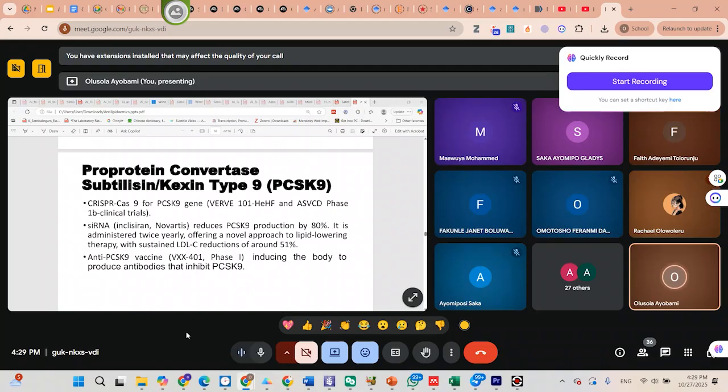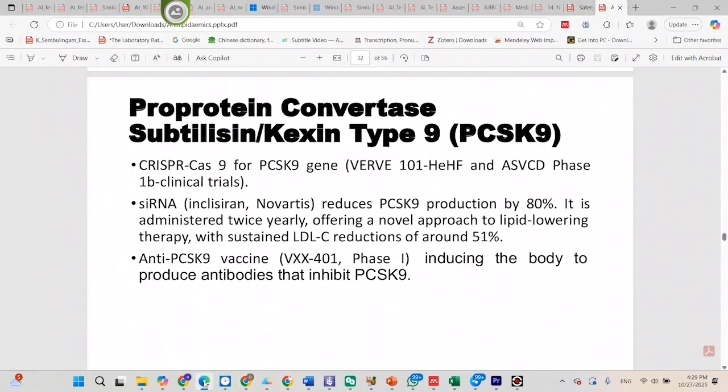Another thing we have is vaccines against PCSK9, and some of these are also in clinical trial. Of course, I may not ask you all these ones in clinical trial, but I may ask you to tell me the mechanism of action of inclisiran. As a small interfering RNA, it interferes with the translation of the PCSK9 gene into PCSK9 protein. So it's pretty straightforward.